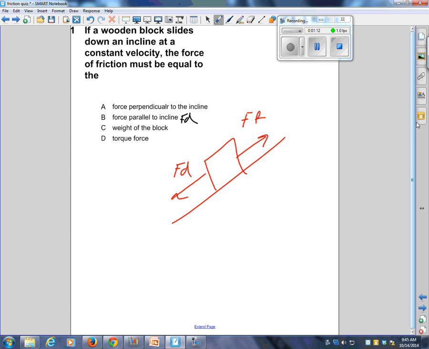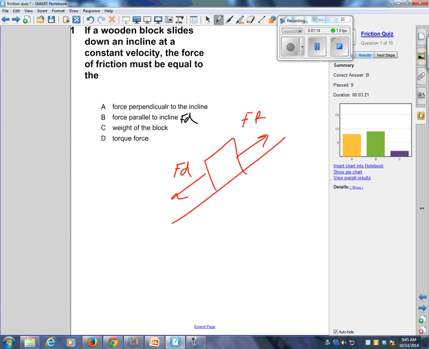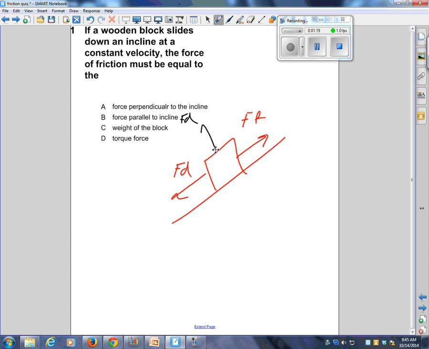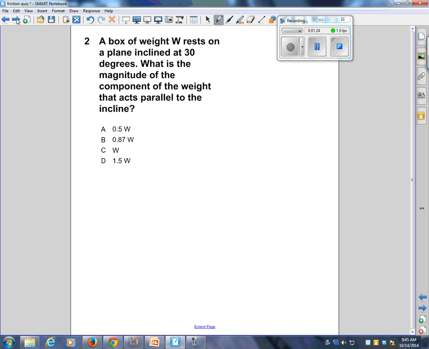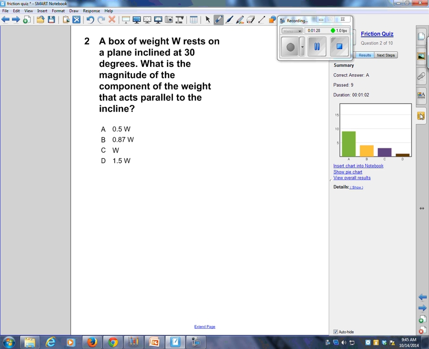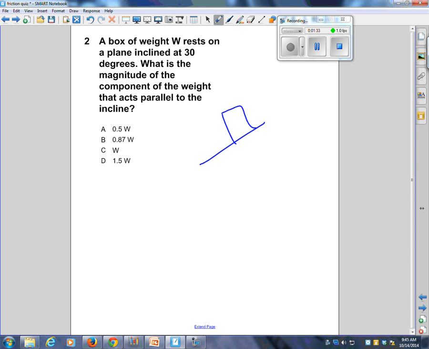So it's B, FD, down the plane, which I see some people got right. A, force perpendicular to the incline, that's this one here. Okay, FD. A box of weight W rests on a plane inclined at 30 degrees. What is the magnitude of the component of the weight force that acts parallel to the incline? In other words, what is FD? Well, the weight is W, right? That means W is equal to mg, and FD is equal to mg sine theta.